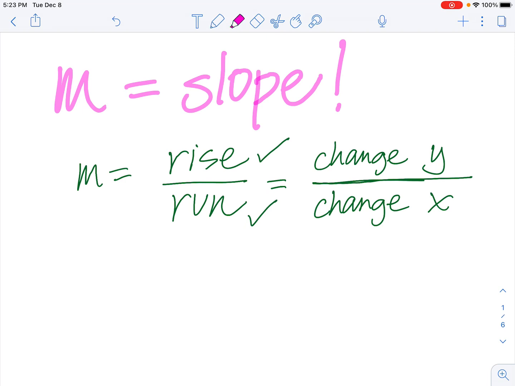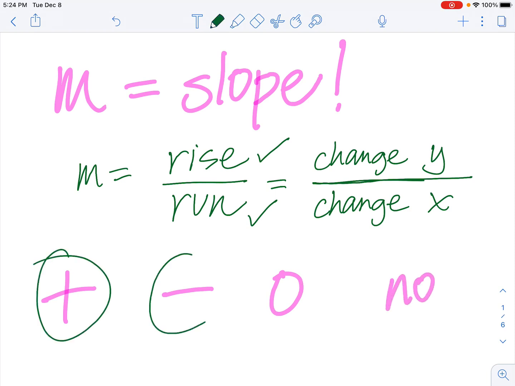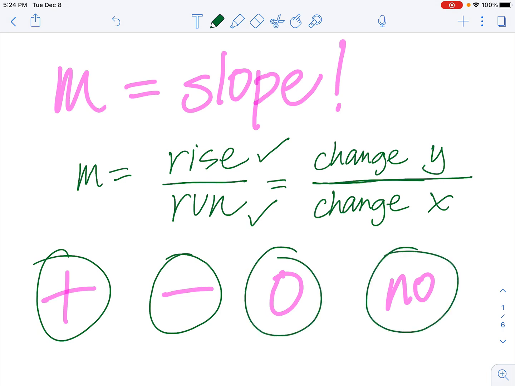And remember, we had 4 different options. We could have a positive slope, we could have a negative slope, we could have a 0 slope, or we could have no slope. 1, 2, 3, 4 options: positive, negative, 0, or no slope. Well, it was pretty easy to figure that out using a graph. It's a little more difficult when we only have points in a table. So let's look at how we might do that.